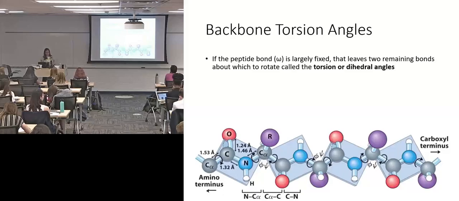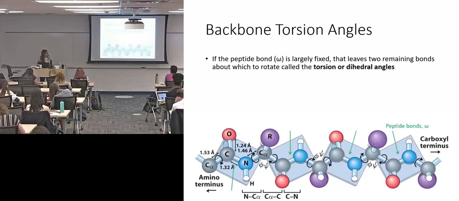So the peptide bond, sometimes referred to as omega, is largely fixed, so that leaves you with only 2 remaining bonds that can rotate. These are called torsion angles or dihedral angles. Here are all our peptide bonds in this chain. They are between our amide nitrogen and our carbonyl carbon.